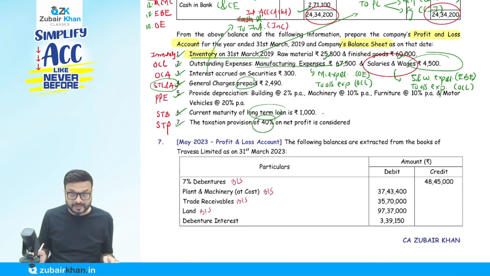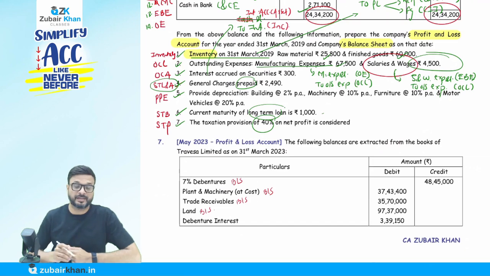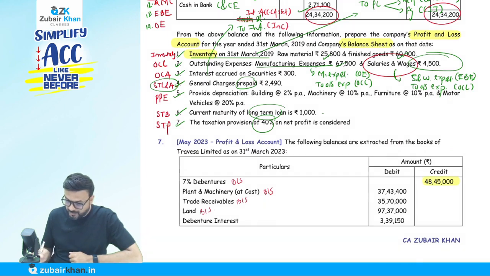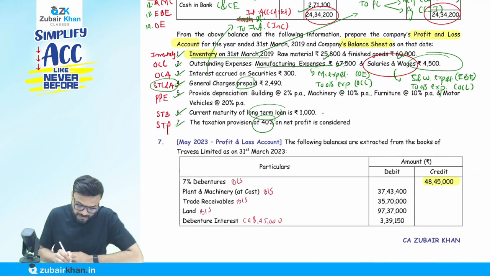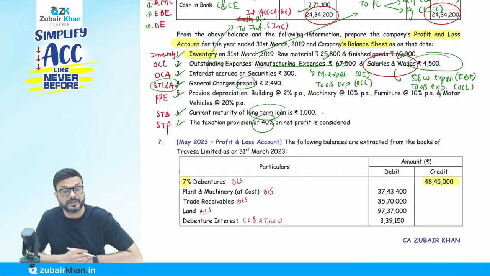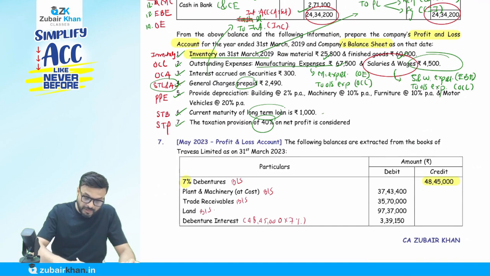Okay. Now understand, this is debenture interest. It's a finance cost. But one thing you have to cross check in your examination as well. How much is the amount of these debentures we have? There is 48,45,000. Understand this one. What is the rate of interest on debenture? Rate of interest on debenture is 7%. So how much interest do they give? They give 7%. So if I multiply 48,45,000 by 7%, how much will it come to?